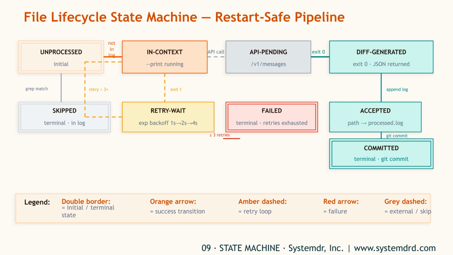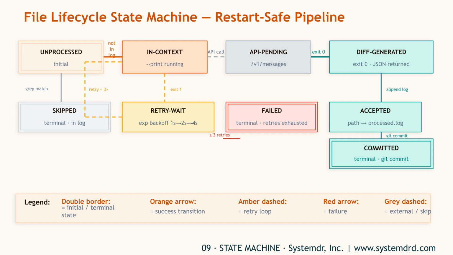If the file's path is already in process.log at the start, skipped. Also a terminal state, also double border. Exit 1 from in context goes to retry wait, the amber dashed loop. After the backoff delay, it returns to in context. After 3 failed attempts, it transitions to failed, red terminal state.